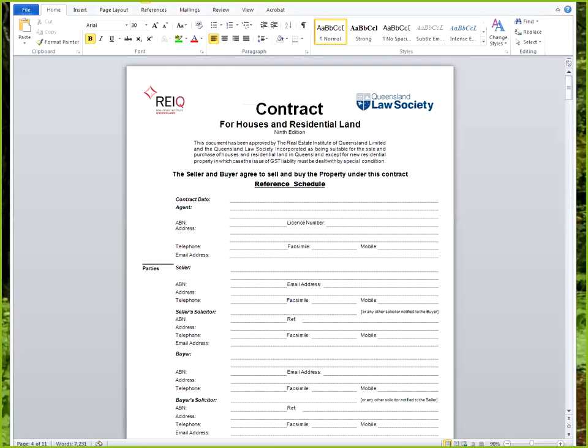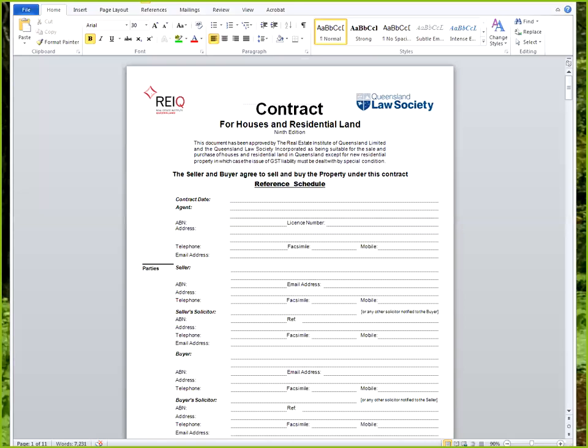The contract for residential houses and land will also be accompanied by some disclosure documentation, and I'll provide you with information about that shortly. But for the moment, let's review the reference schedule. The first thing that I want to do is draw your attention to this information at the head of the contract, which deals with GST liability.